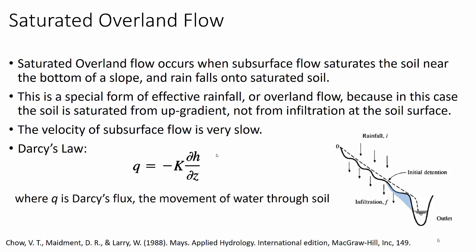Saturated overland flow occurs when subsurface flow saturates the soil near the bottom of a slope. This is different than just normal flow. This happens when at the bottom of a slope, saturated flow seeps back in, and you have this sort of unsaturated flow at the top of the slope. And at the bottom of the slope, you start to see saturated flow.